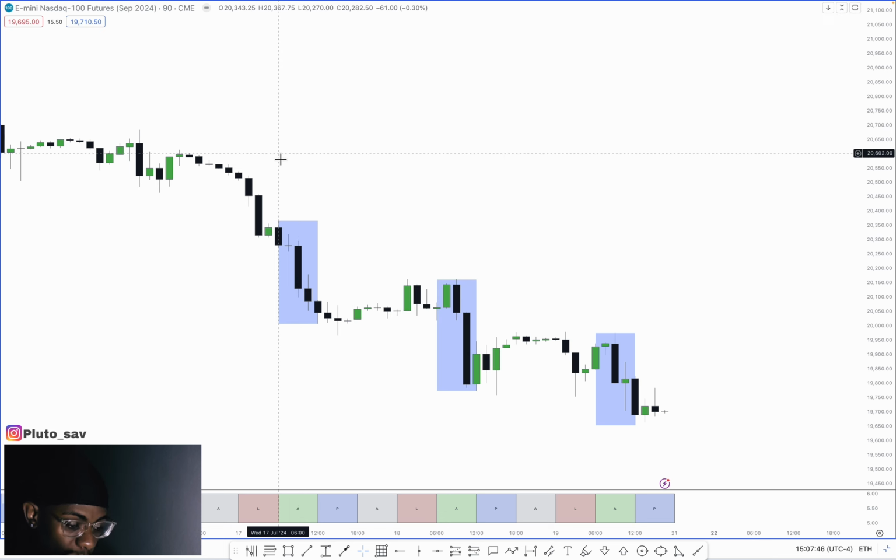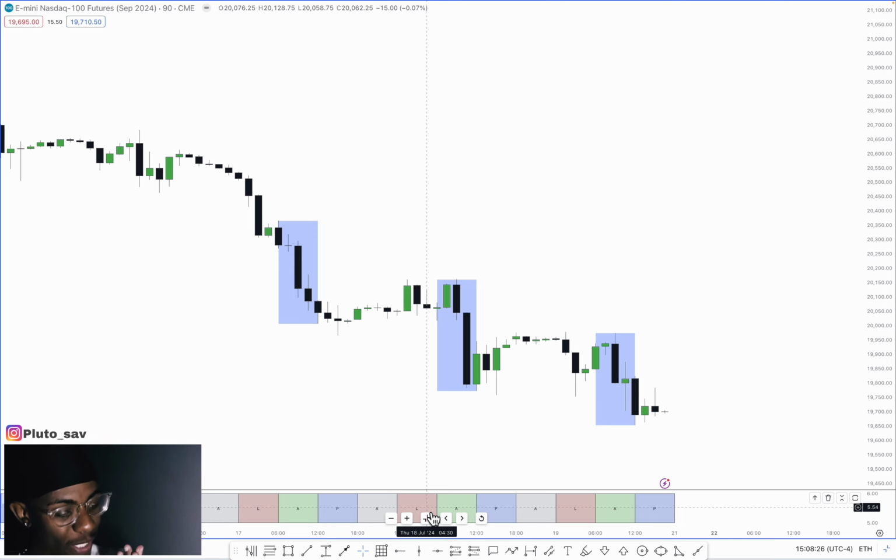So, the PD array that I want to introduce to you guys is called a time-based range array. We know that price is constantly doing two things. It is either seeking liquidity or rebalancing inefficiencies. But there are PD arrays that price is ideally rebalancing. They're always time-based and they're always within time-based ranges. That's why we call it a time-based range array. So what is this?